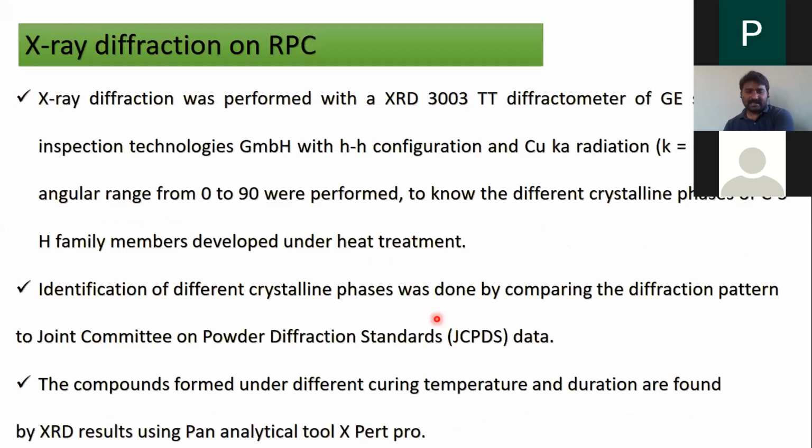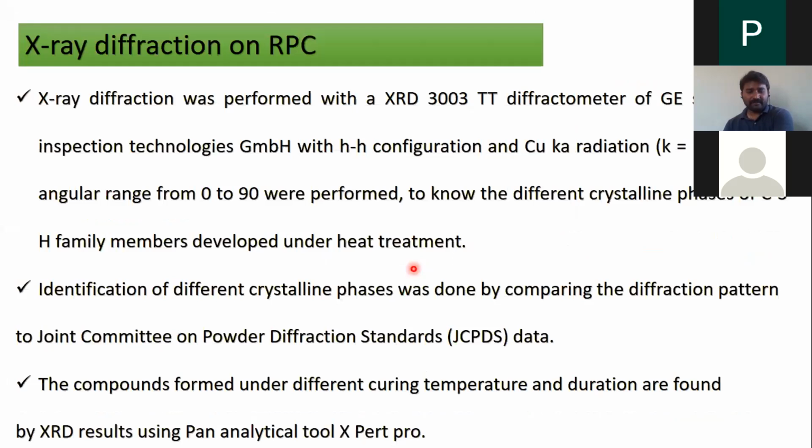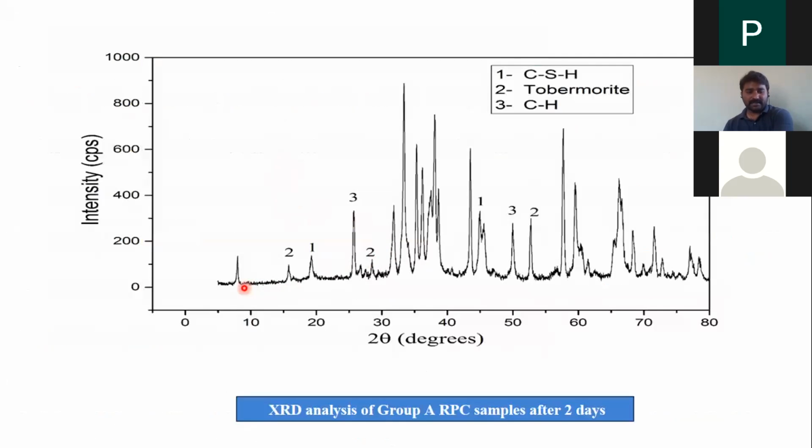So people started asking us, how do you say that these xonotlites are available in the material? We got a comment from one of the CBM reviewers. As you can see, we have the literature support for these, but how do you confirm whether xonotlite or secondary xonotlite particles are available in your mix? For that, we have gone for XRD analysis. So in XRD analysis, we could see these peaks.